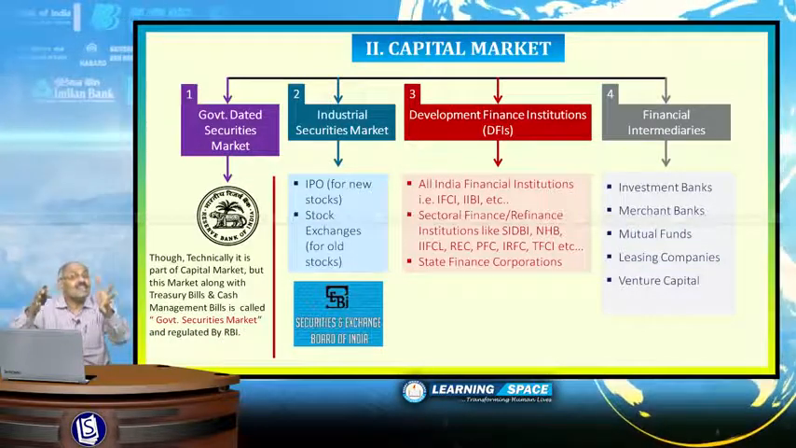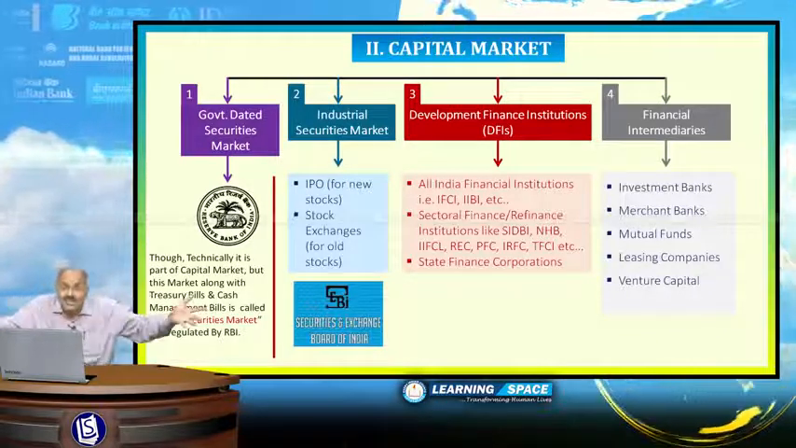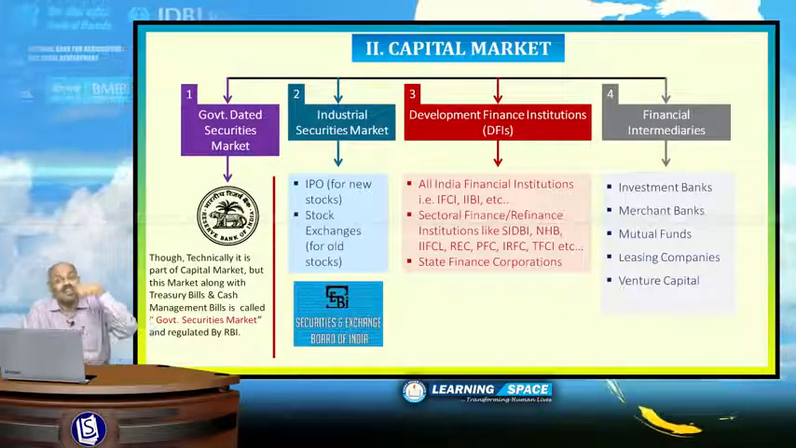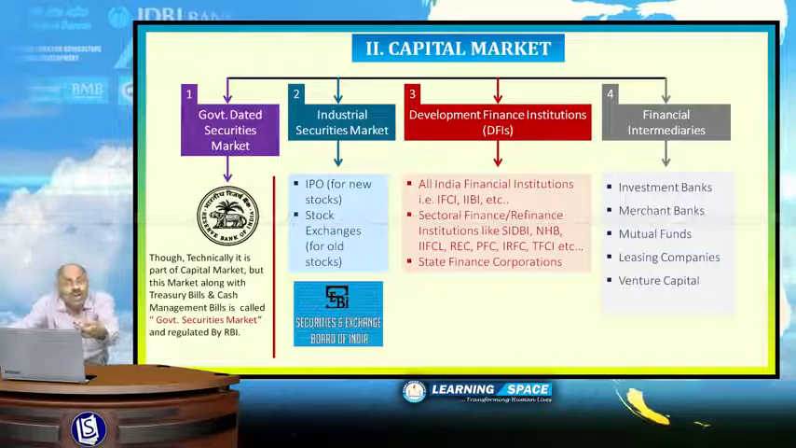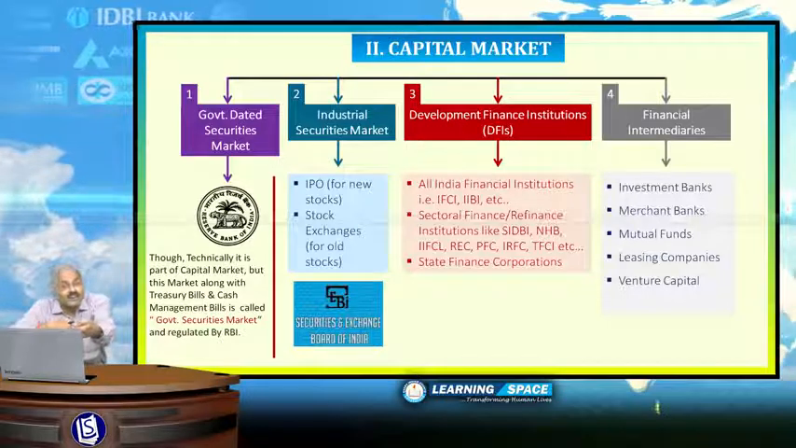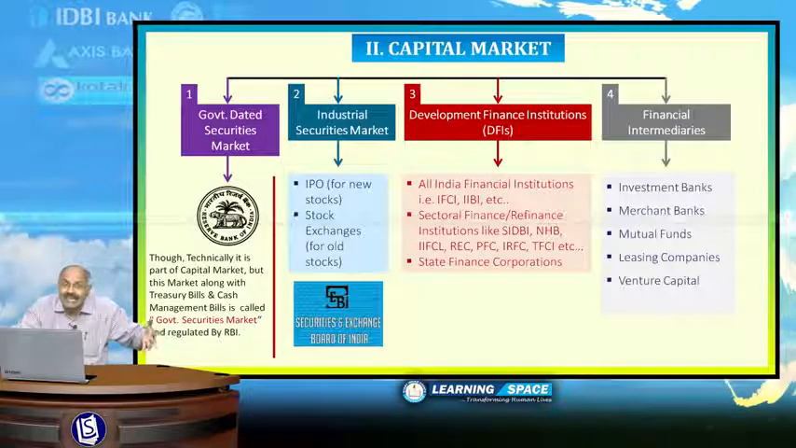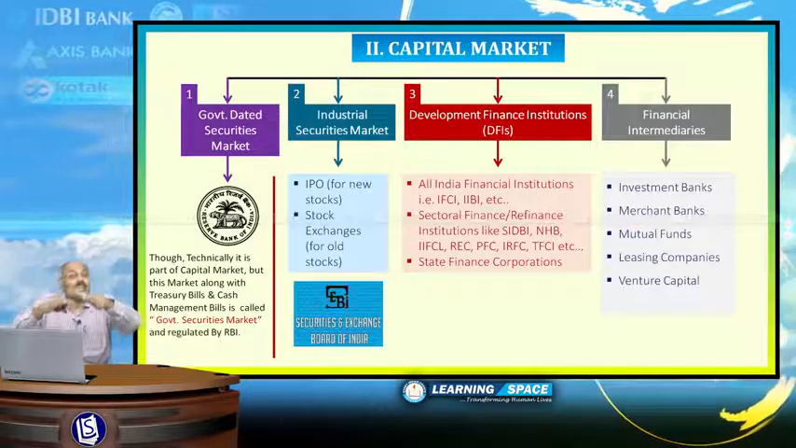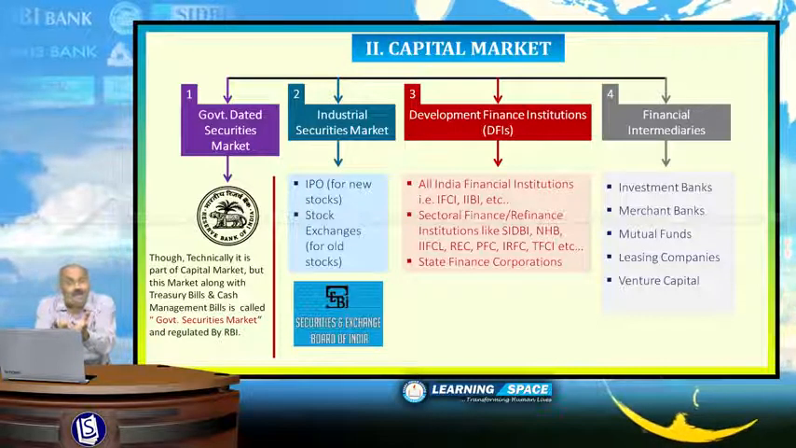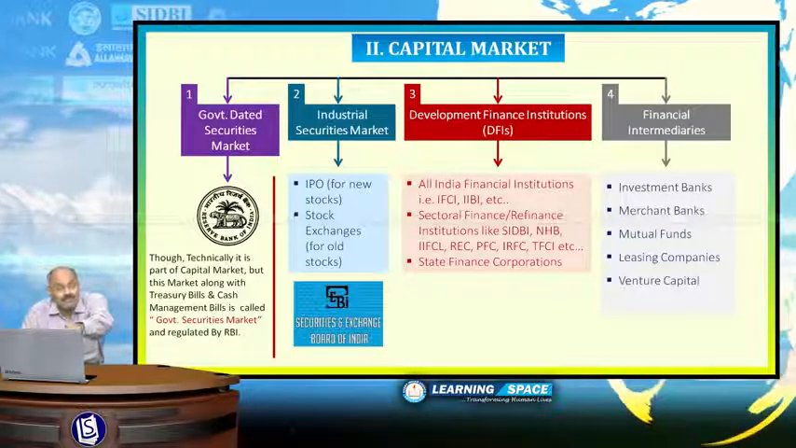And the second one is the industrial securities market. Issue of shares, issue of debentures, that is the industrial securities market. If Reliance Industries wants money, they can sell shares. They can take a loan from the market by issue of debentures. NTPC can issue bonds for collecting money from the market, and you can purchase NTPC shares, BHEL shares. So, this is all the industrial securities market. Here, you can purchase shares or debentures, and the regulator, please don't forget, is SEBI.